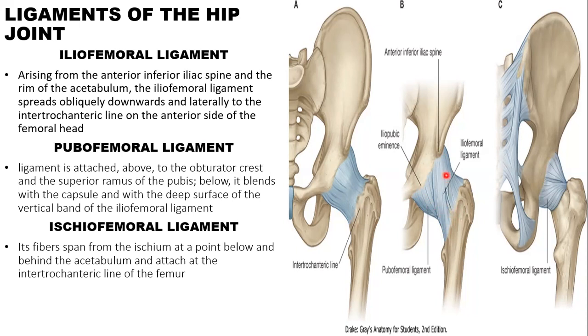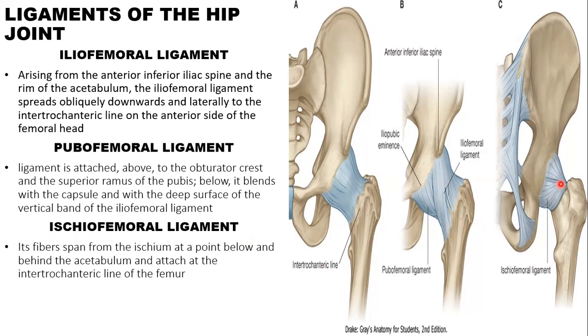Okay, so the iliofemoral ligament, like I said, has two types of fibers. You have the vertical fibers and you have the oblique fibers. Okay, so it forms a Y shape. Then the last ligament is the ischiofemoral ligament.